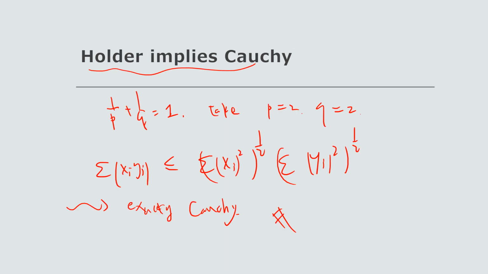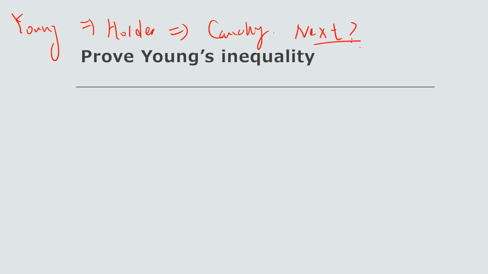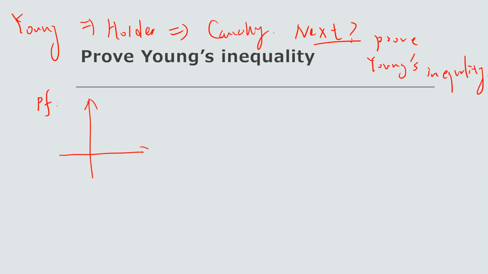Okay, so now we already proved Young implies Hölder. Hölder implies Cauchy, right? So the next is just proof Young, right? Prove Young's inequality. Okay, so proof. There's many ways to prove it, right? But I like this geometry way. So maybe next time, if I have chance, I will go to another video, different ways.